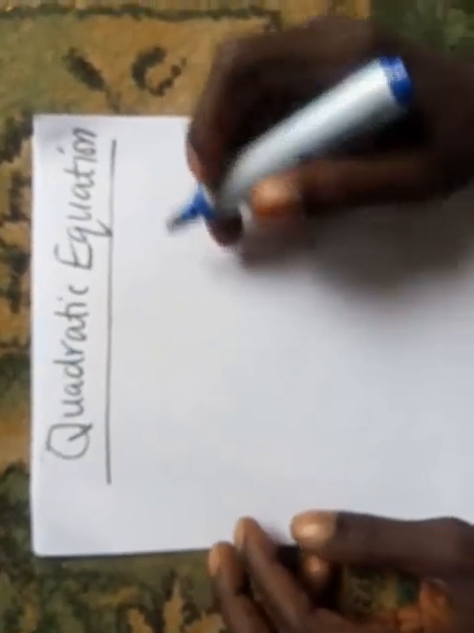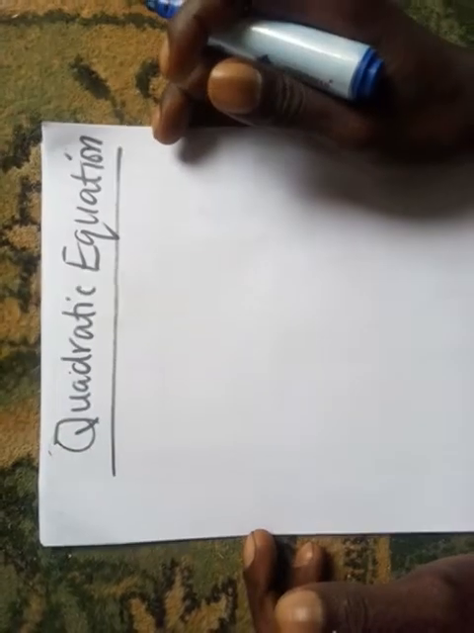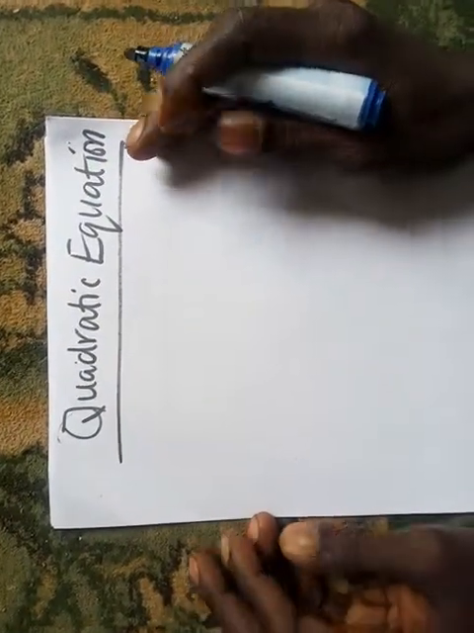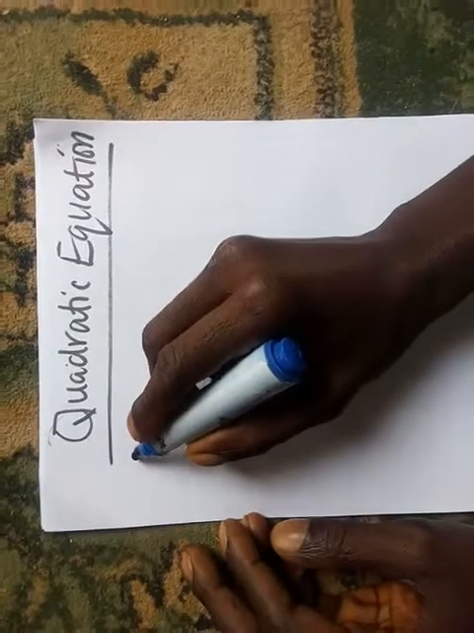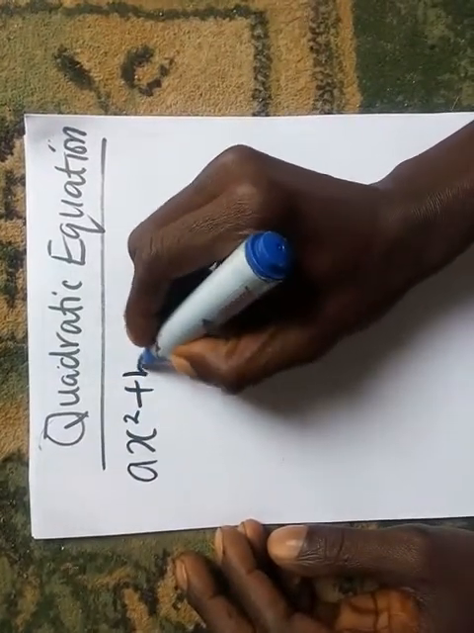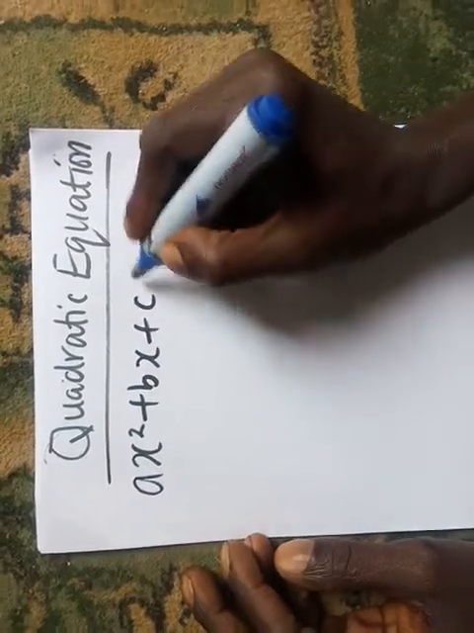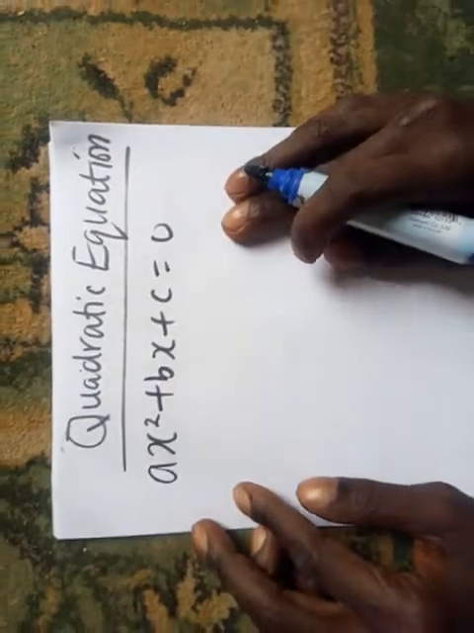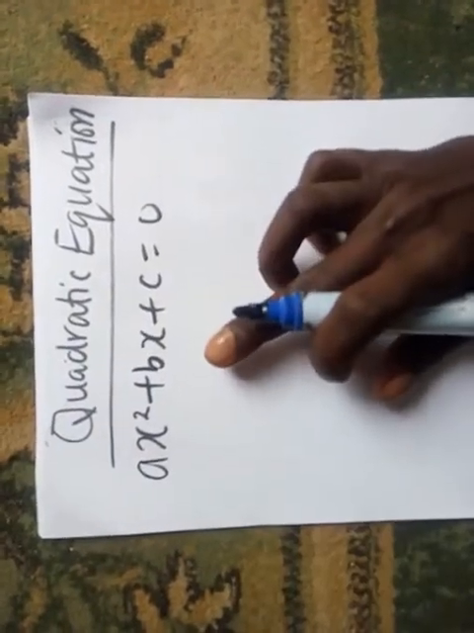Hello everyone, today I want to discuss quadratic equations with you. When we are talking about quadratic equations, we are talking about second degree equations. For instance, if you have an equation like ax squared plus bx plus c equals 0, this is called a quadratic equation or second degree equation. Why? Because the highest power of the variable is 2.